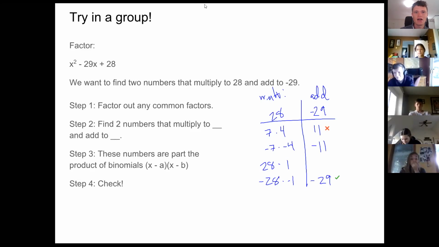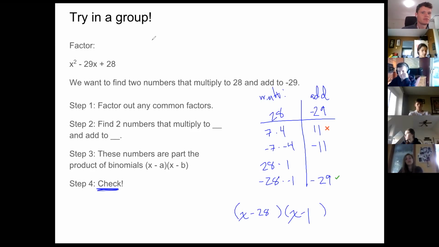That means that with our nice, quick way of doing this question, we end up with an x here, an x here, and we're going to have a negative 28 and a negative 1. After that, you can check to make sure that it works. Were there questions that you wanted to ask about that?